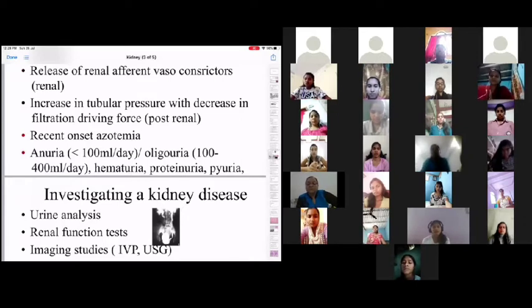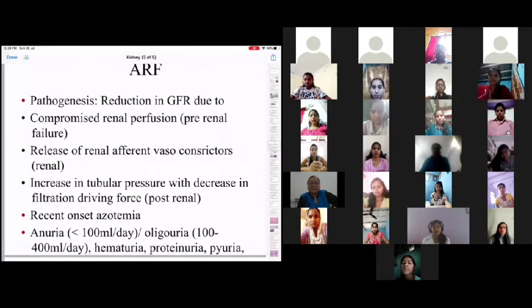Anuria means less than 100 ml per day. Oliguria means 100 to 400 ml per day. Hematuria, proteinuria, and pyuria. These are the manifestations of ARF.